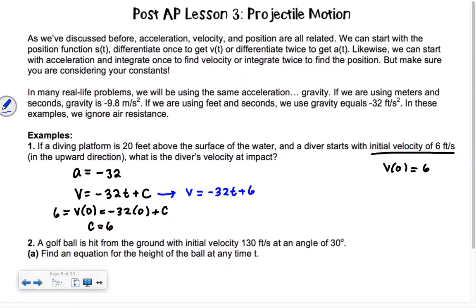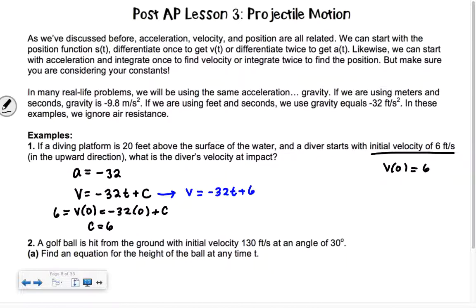Why did I say the upward direction, so it's positive instead of negative? Yeah, it's positive instead of negative, because the diver is jumping up off the board. They're not just falling into the water. If you're on the very end, you could dive directly into it, which I've seen people do before. All right, so anyway, what is the diver's velocity at impact?